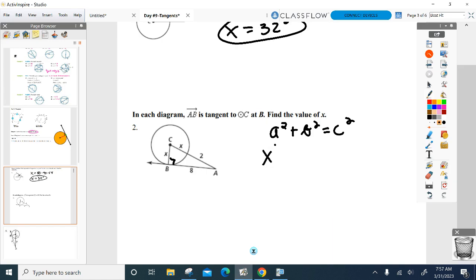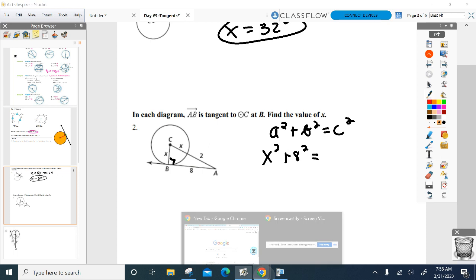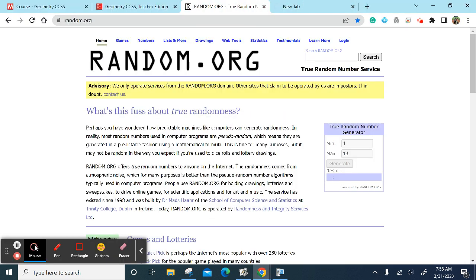So we have x squared, right? Here's one leg, CB. The other leg, 8 squared. And now C is the hypotenuse. How do you write the hypotenuse here? CA. How do I write it? Not 2x. What's it going to be?